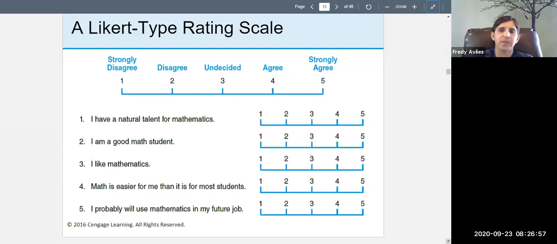And then you have a rating scale for all these different questions. I have a natural talent for mathematics, right? I am good at math. I like mathematics. I'm a good math student. Math is easier for me than it is for most students. I probably will use mathematics in my future job. Participants answer these questions, and what you usually do is add up all their responses. So if it was 3 for all of them, just to make the math simple, that would be a total of 15 divided by 5, their average is 3.